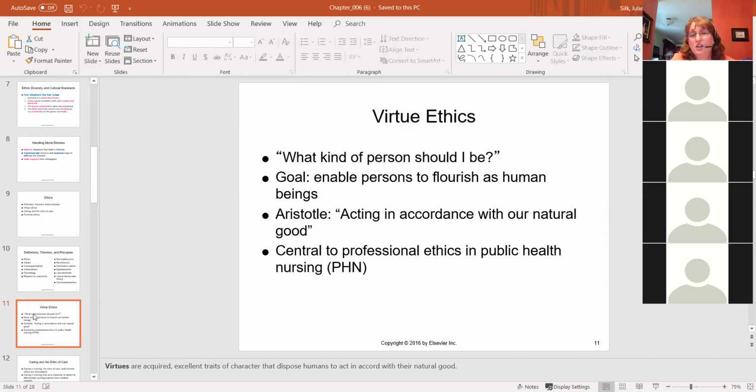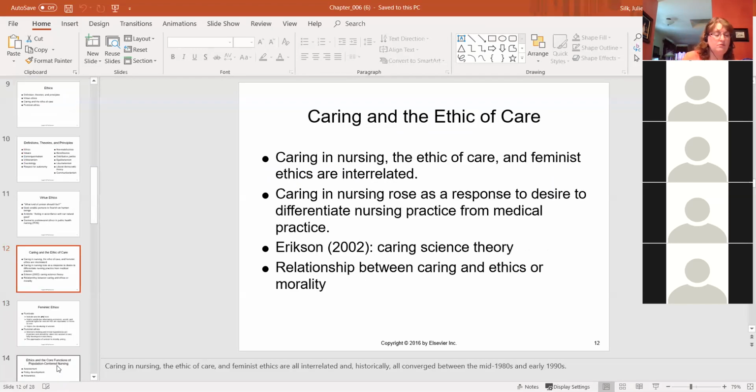Aristotle said, acting in accordance with our natural good. And this is central to professional ethics in public health nursing. So caring in nursing, the ethic of care, and feminist ethics are all related to each other. Caring is in the nursing role as a response to the desire to differentiate nursing practice from medical practice.